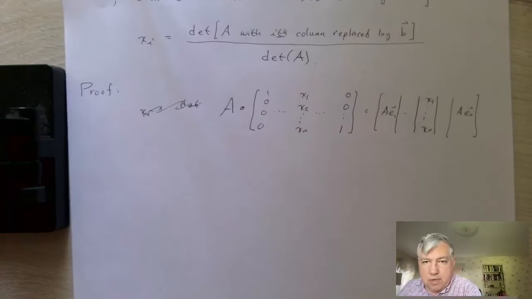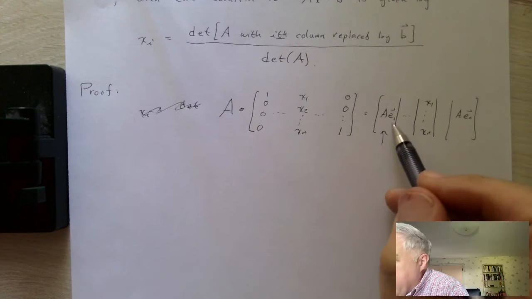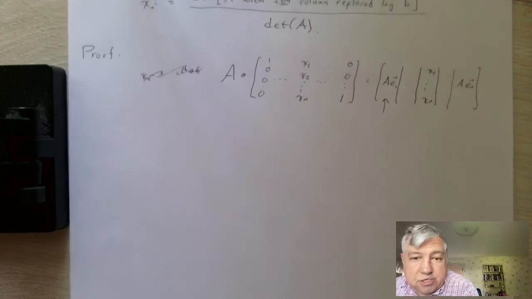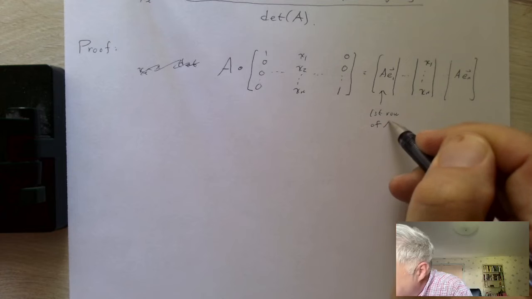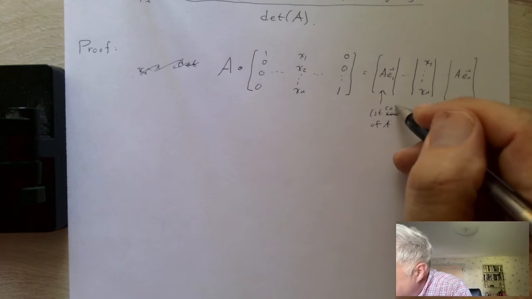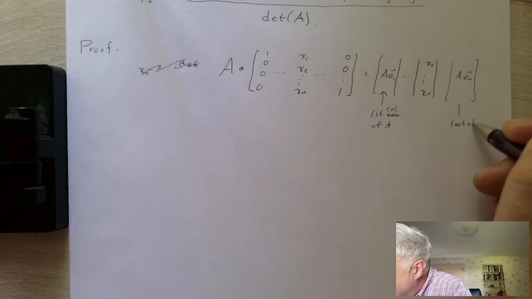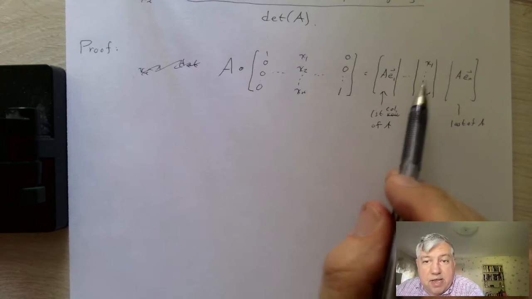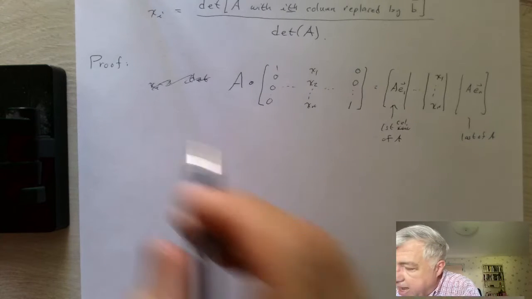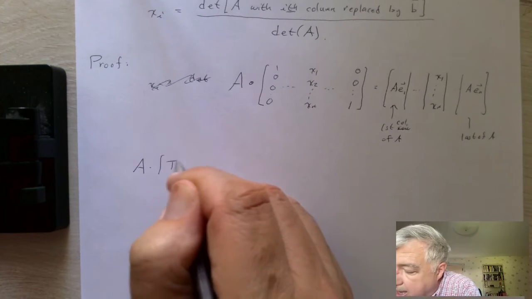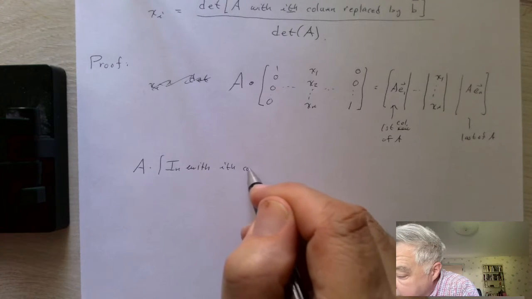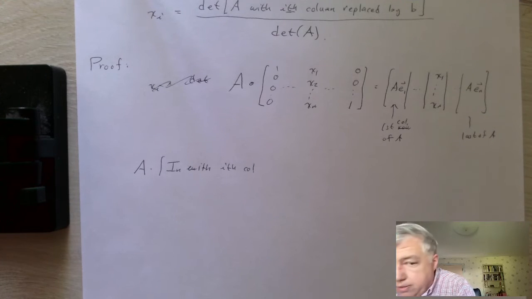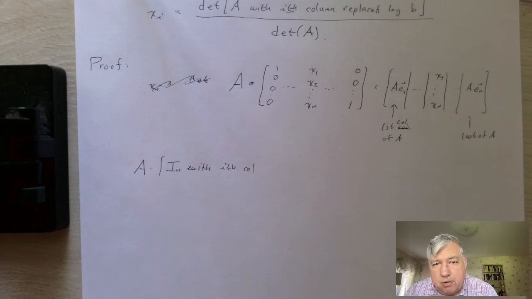And remember, we recall AE1 because of our discussion of standard basis elements, this is the first column of A. This is the last column of A. And everything here is a column of A except for this one, right? Okay. So what we have is A times the identity with the ith column replaced with, okay, I'm going to start again here.